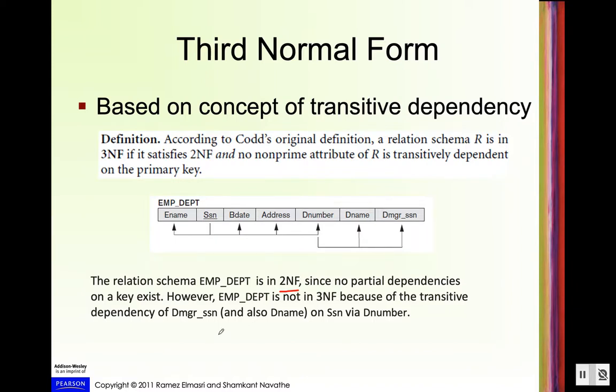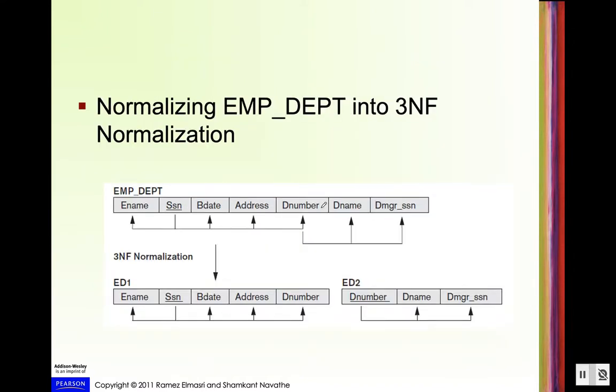Because dmanager SSN and also dname are transitively dependent on the SSN via dnumber, and dnumber is also not part of any key attribute. So the next step is to normalize them into third normal form. We have to decompose the table so that in the decomposed tables there is no transitive dependency.